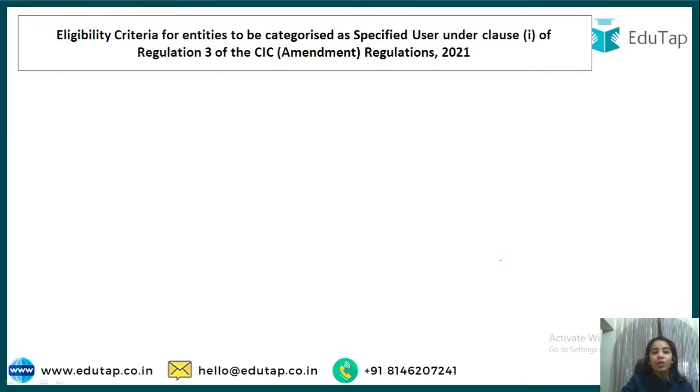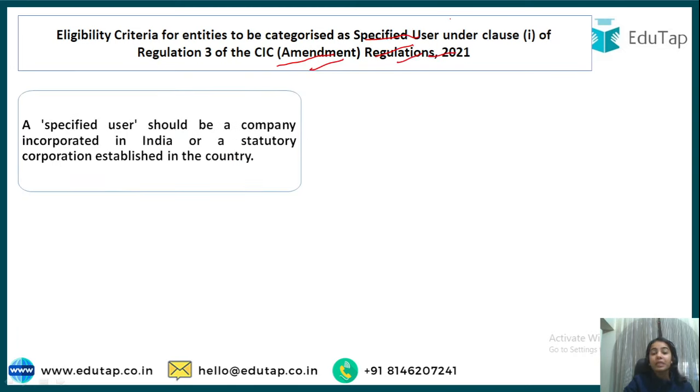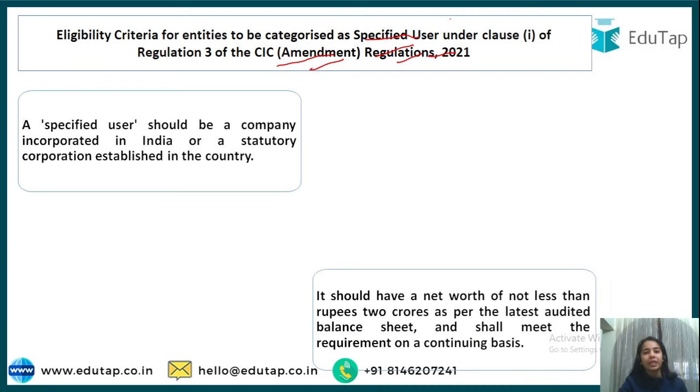Okay, so now, what are the eligibility criteria to be categorized as a specified user under clause 1 of regulation 3 of the CIC Amendment Regulation of 2021? So the first one is that a specified user should be a company that is incorporated in India, or it should have the corporation established in the country. As simple as that, it should be a company incorporated in our country.